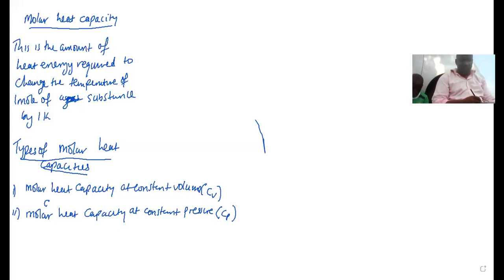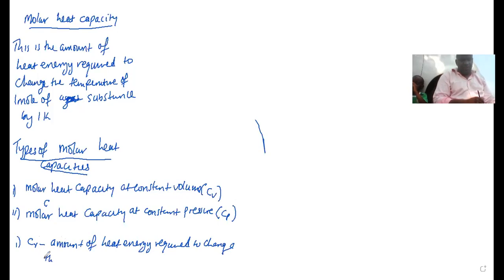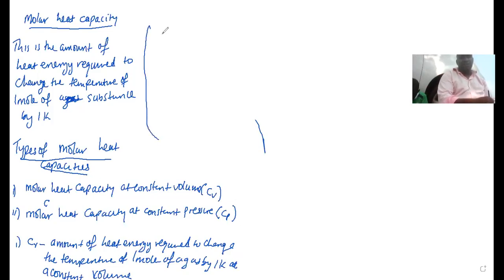By definition, case one, molar heat capacity at a constant volume is the amount of heat energy required to change the temperature of one mole of a gas by one Kelvin at a constant volume, meaning the volume you had before is the same volume you have after, once you have changed the temperature of the gas by one Kelvin.